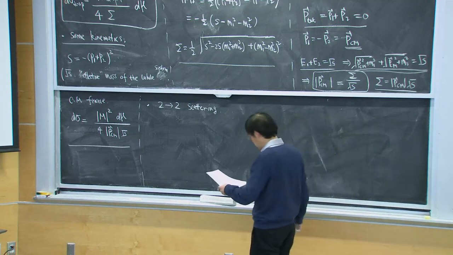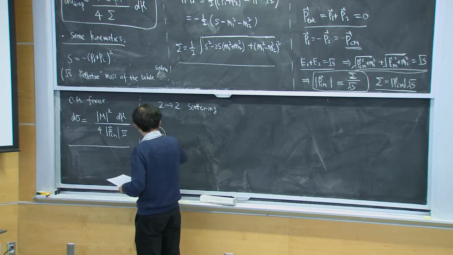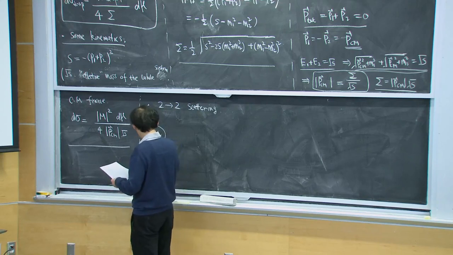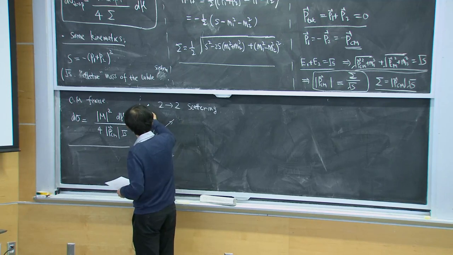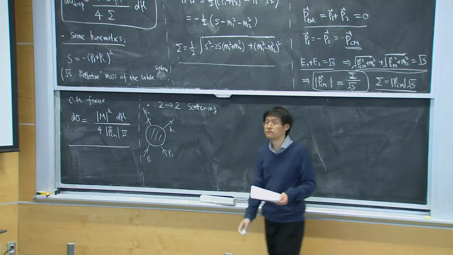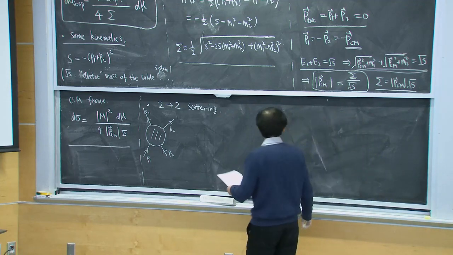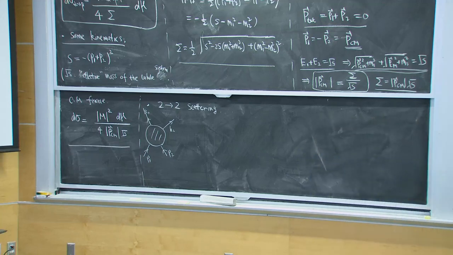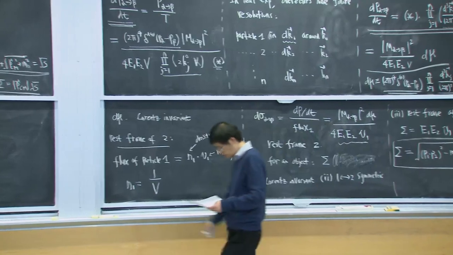So in 2-to-2 scattering, essentially you have some particles come in, say P1 and P2, and then you have two final particles, K1 and K2, and then they interact. So now let's write down dμ explicitly for this case.